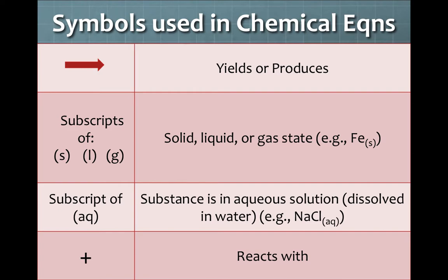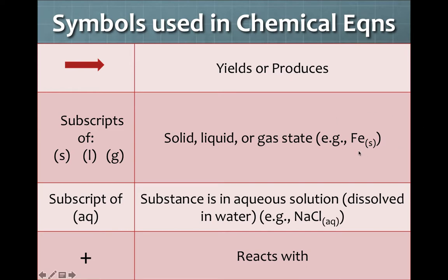Okay, some symbols you guys are going to see throughout this chapter and just throughout your life relating to chemical equations. Arrows, again, means to yield, to form, to produce, not equals. Sometimes you're going to see little subscripts. We're going to use them in a second. Parentheses S, parentheses L, that's an L, not an I, and parentheses G. That indicates that the substance is a solid, a liquid, or a gas.